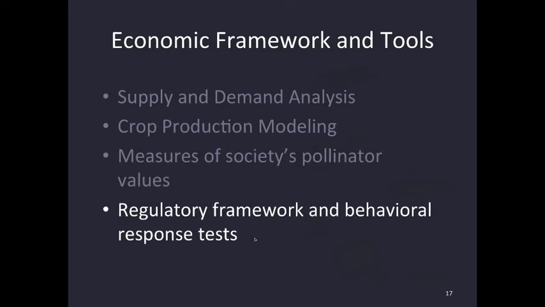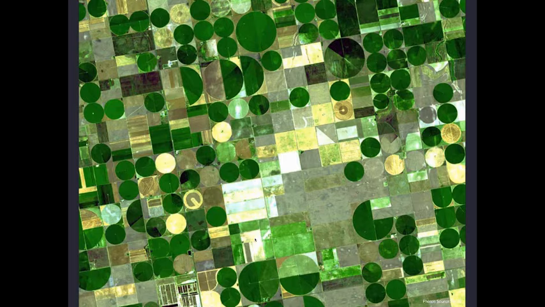Finally, one area that's often overlooked is the importance of understanding how regulatory framework and behavioral responses influence policy success. When we look at the modern agricultural landscape, we see not only a highly fragmented landscape in terms of its physical makeup, it's also highly fragmented in terms of its ownership. There's the Hatfields and McCoys trying to make it work, and we're trying to think of policies that can make them work together to provide habitat in frequent enough intervals so that they benefit pollinators.